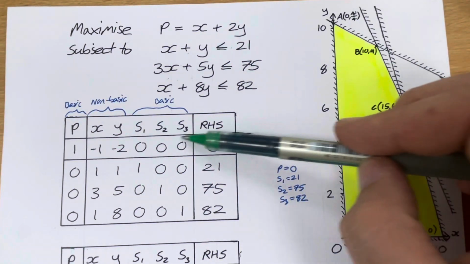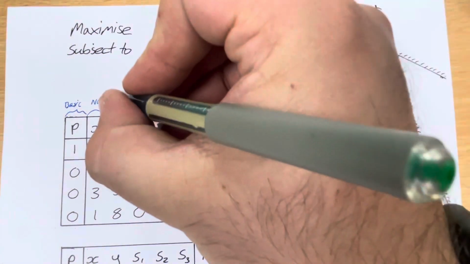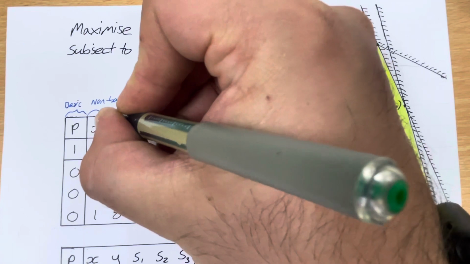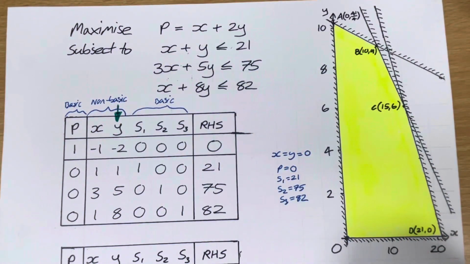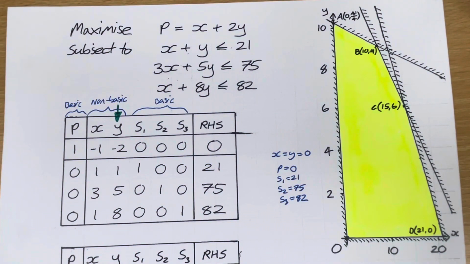And the one with the most negative value is this one. So therefore, this is the one that we are choosing to be our pivot column. Put an arrow above it, just to show that you are selecting that column. So that's the first instruction.